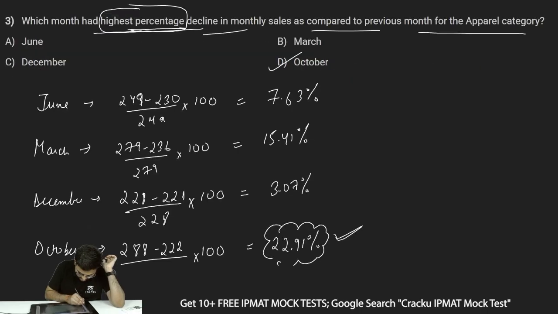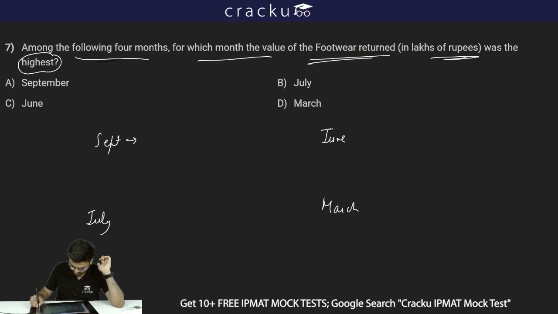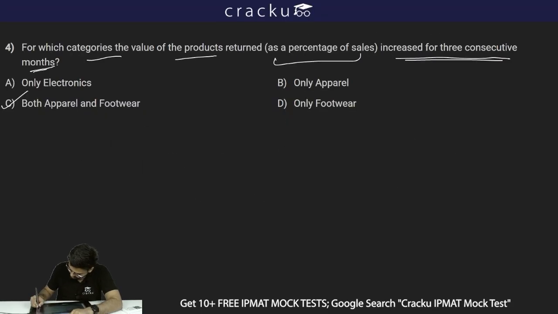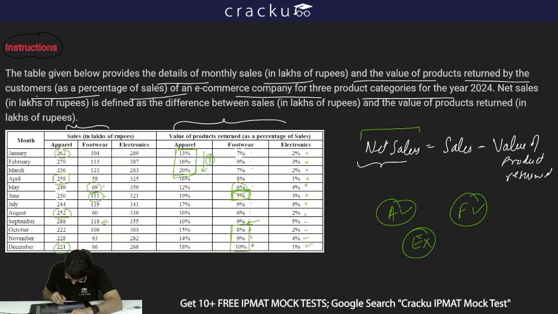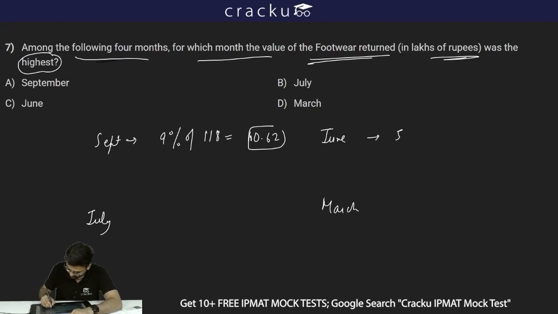So for September, what is the value of the footwear returned? For September it is 9% and the total is 118 lakhs. So 9% of 118 is equal to 10.62 lakhs. Now let's look at the next month, June. For June it is 5% and the total is 111. So 5% of 111 is equal to 5.55.